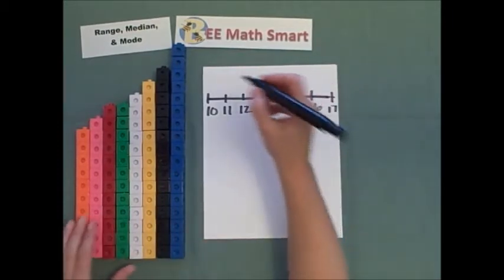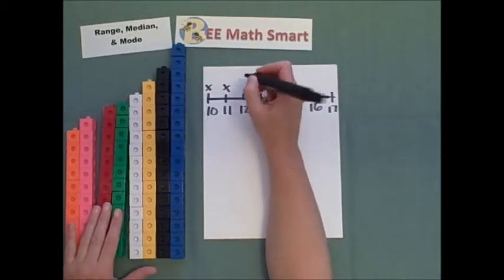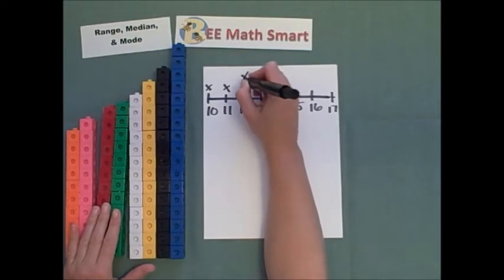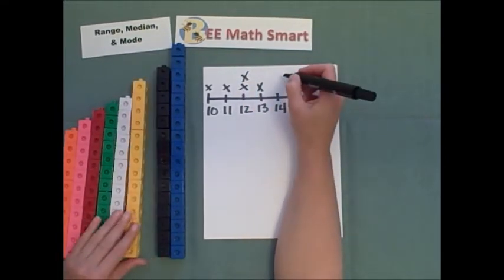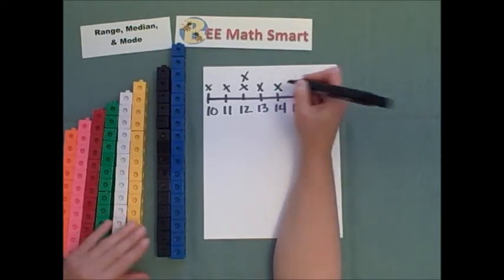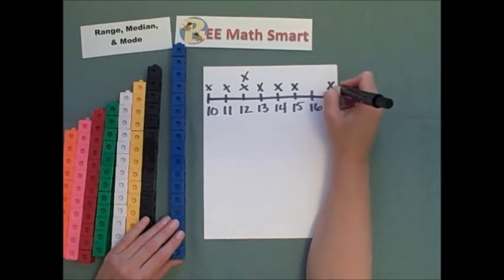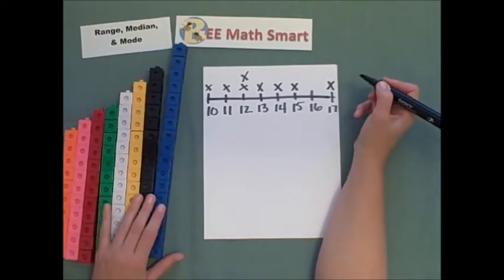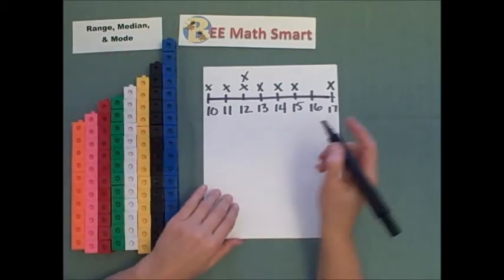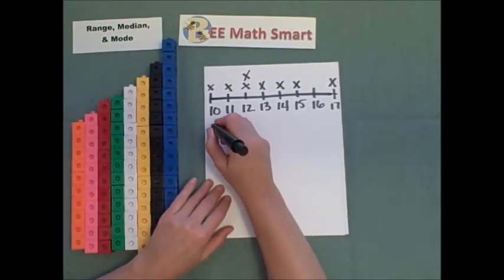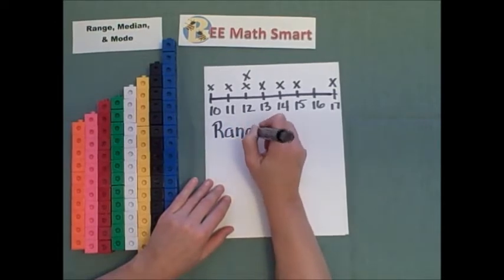Okay, I have 10, I have 11, I still have two 12s, I have 13, I have 14, I have 15, I have no 16s, and I have 17. Alright, now let's take a look at our range. I think our range will definitely show change this time.